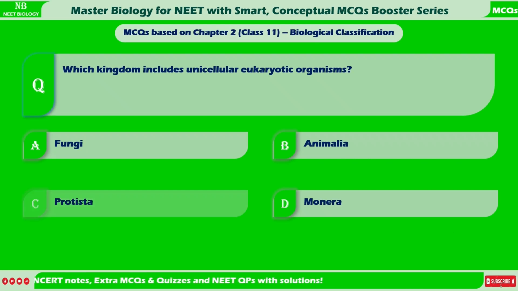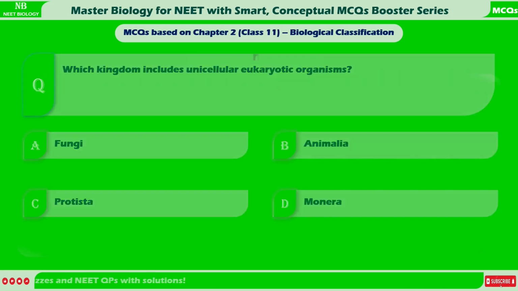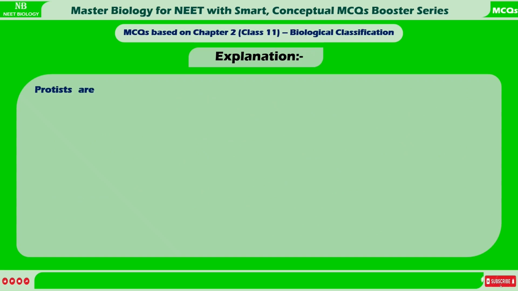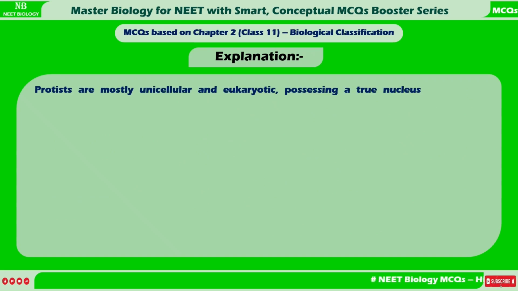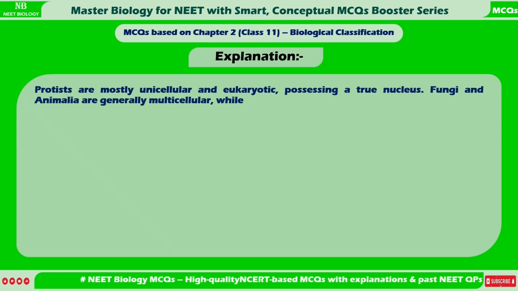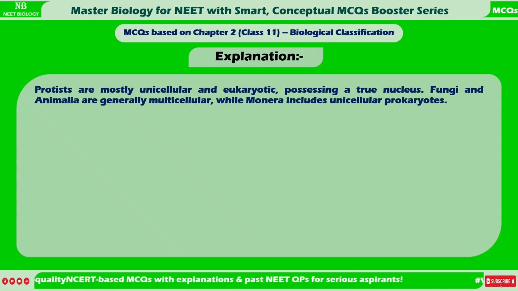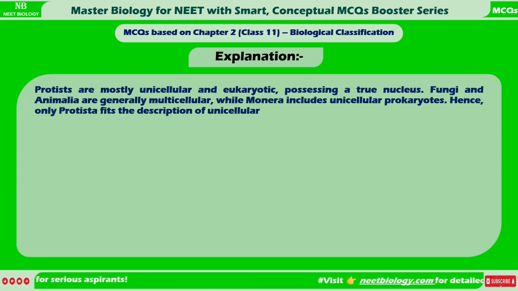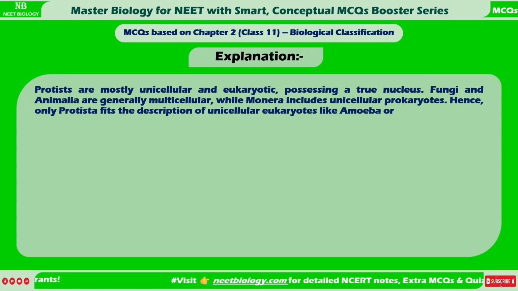Correct answer is C. Protista. Explanation: protists are mostly unicellular and eukaryotic, possessing a true nucleus. Fungi and Animalia are generally multicellular, while Monera includes unicellular prokaryotes. Hence, only Protista fits the description of unicellular eukaryotes like amoeba or paramecium.